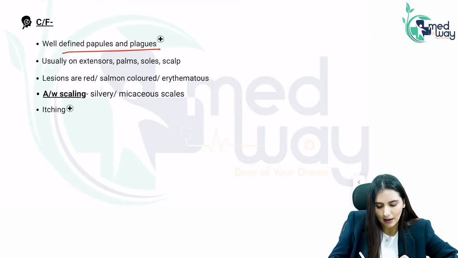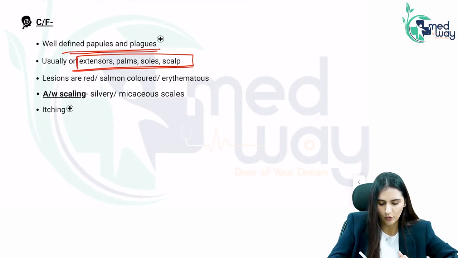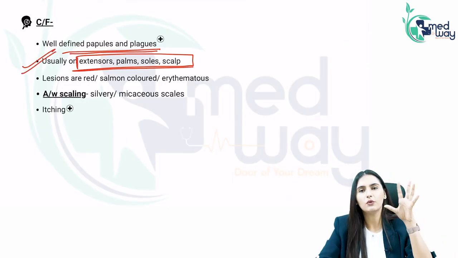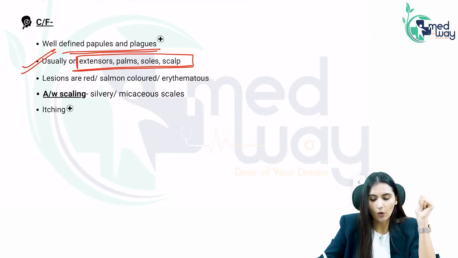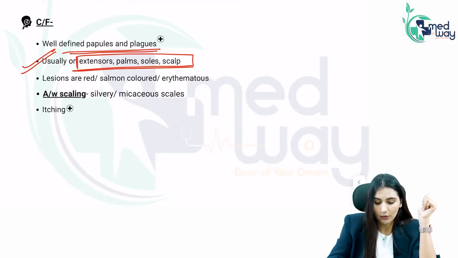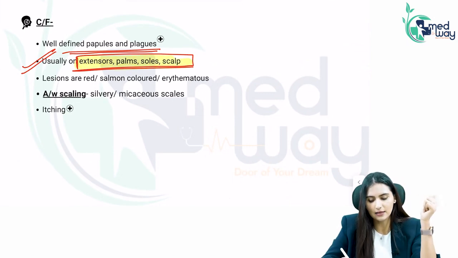Well-defined plaques and papules. Okay. Usually on the extensors, palms, soles and scalp. This is very important. So for every psoriasis now, you need to remember where it is happening. So chronic plaque psoriasis is usually on the extensors. This can be a question. Okay. Palm soles, so alright, but extensors is an important thing.